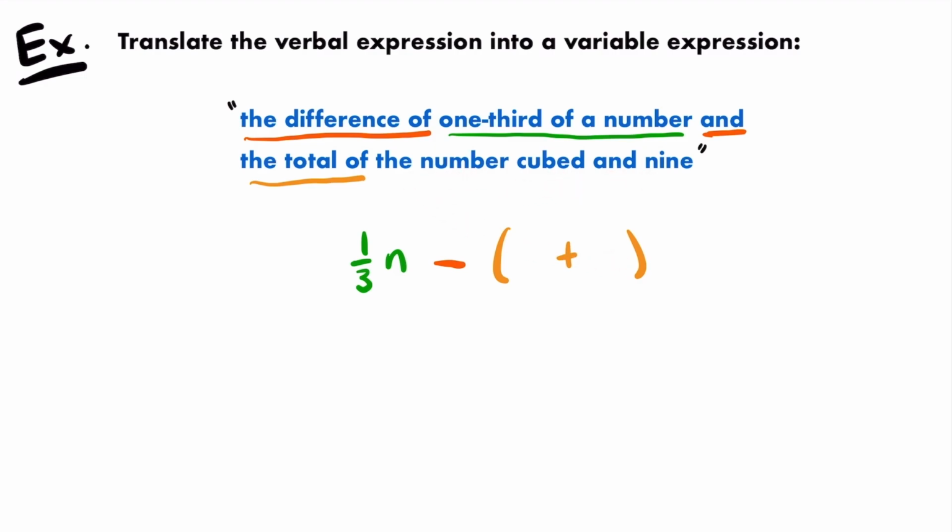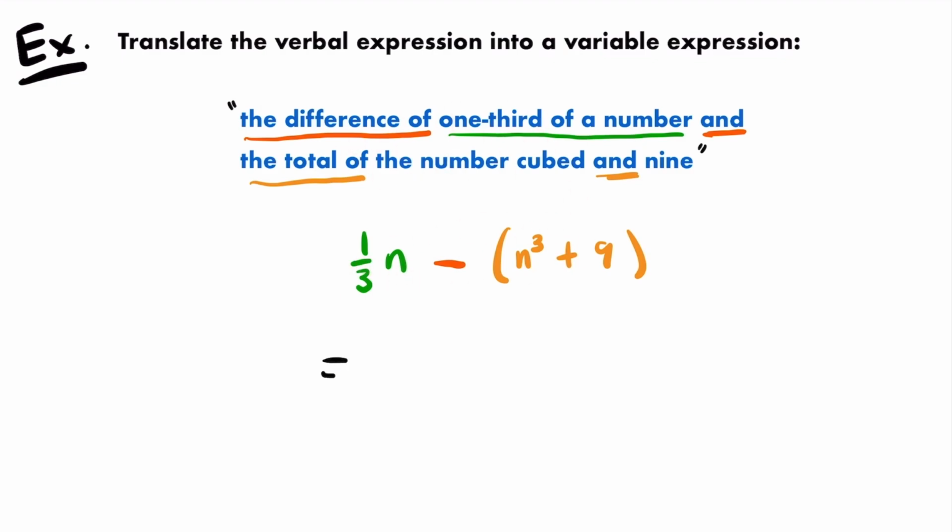So the number, we're representing that with n. When it says the number is cubed, that means that we are raising it to the power of 3. That's what that word means. So we have n cubed, or n to the power of 3, and we're adding it to 9. All right, n cubed plus 9. So the total of the number cubed and 9 is right here. That and separates the two numbers that we're adding together that go in that quantity. And that's it. That would be the variable expression represented by this verbal expression.